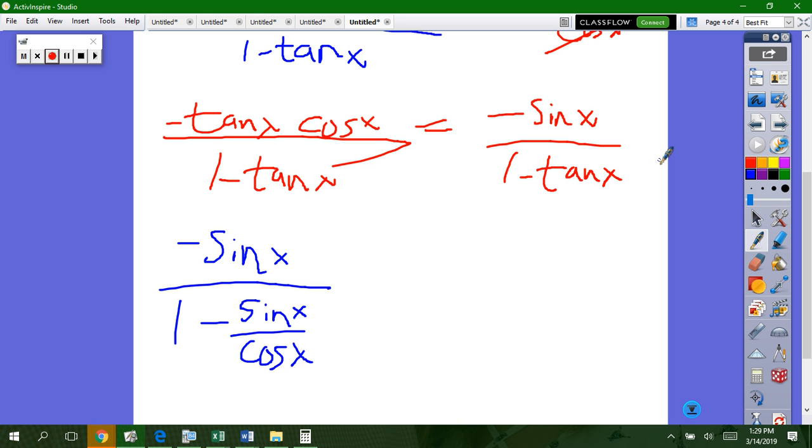Okay, so kind of close what you have there, Isabel. So we did this, and this is good. Guess what I am going to do, though? Me, Mr. Roberts, says I'm going to times by cosine x top and bottom. Can I do that? Because that's working on one side, right? I didn't work with the other side. I'm like, hey, wait.